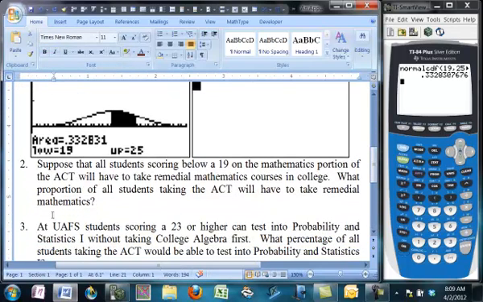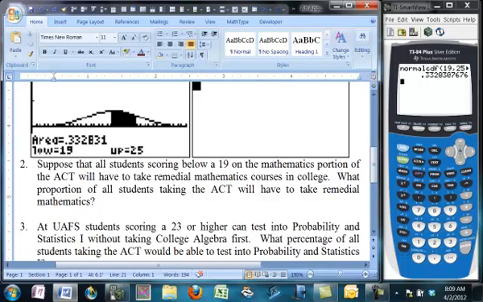Now, let's go on to the next one. Suppose that all students scoring below 19 on the math portion of the ACT have to take remedial mathematics courses in college. What proportion of all students taking the ACT will have to take remedial math? Well, that means we want a probability below 19. On the ACT, it really only goes up to 18. You can't get a fractional score. So we want 18 or below.